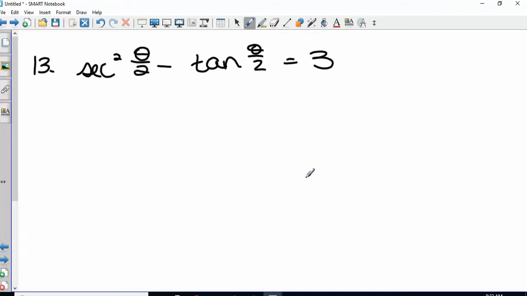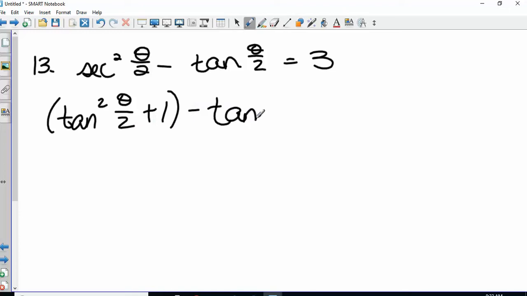So grab your flip charts. Sarah, do you have your flip chart? Which tab am I going to look at here? Yeah, the basic identities tab. And what does it tell us about secant squared? It equals tangent squared plus 1. So we could replace that with tangent squared theta over 2 plus 1. Now we still have something squared, but at least it's one trig function.